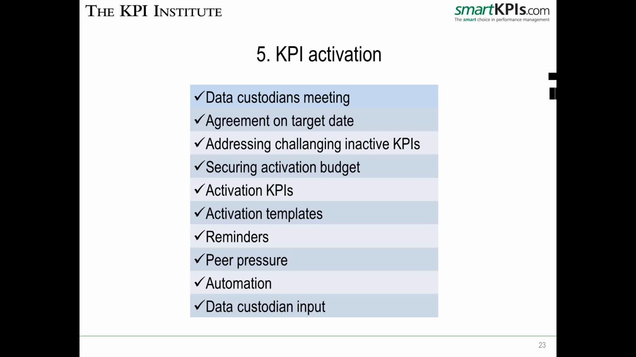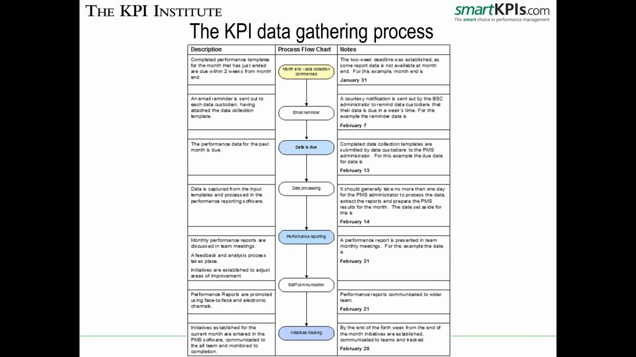Reminders can be sent to data custodians to submit the data, peer pressure, and sometimes to avoid such issues altogether with the data custodians submitting data on time, we can look at automating some of these KPIs. In addition to asking data custodians for KPI results, for data for these KPIs, a good practice is to also ask them for input, for comments, to explain what actually happened, to provide context around KPIs.